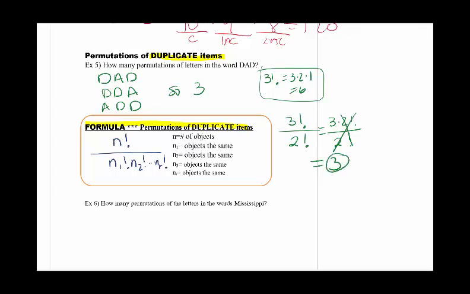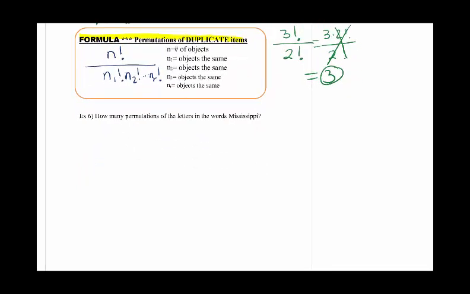This is a really easy one to do, but when we look at the next word, Mississippi, we can't do that one by writing it all out. It's too many. So the first thing you want to do is count how many total letters we have in this problem. If you count them up, you should see 1, 2, 3, 4, 5, 6, 7, 8, 9, 10, 11. So n is my total letters, which is 11. My n sub 1 would be the first letter that you see repeat, which is the letter I. So we count how many I's we have: 1, 2, 3, 4. So that's my 4.